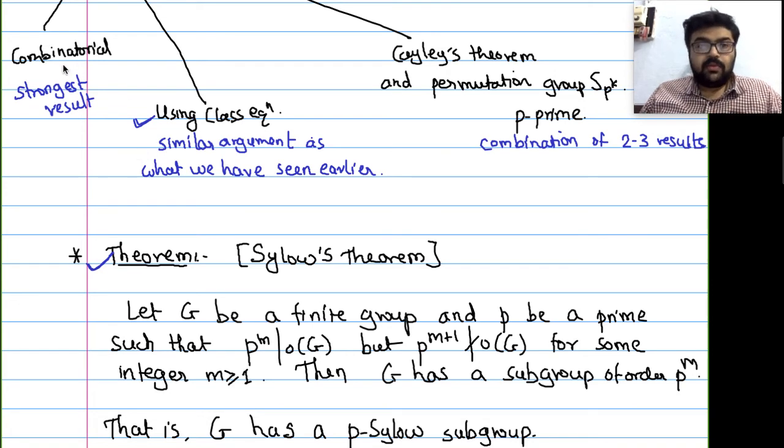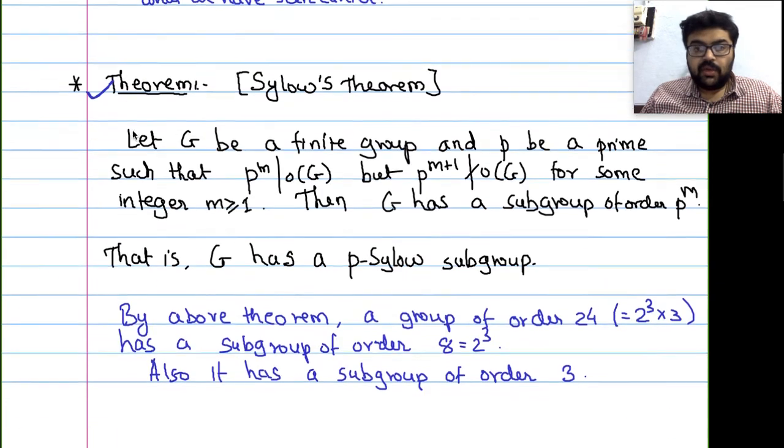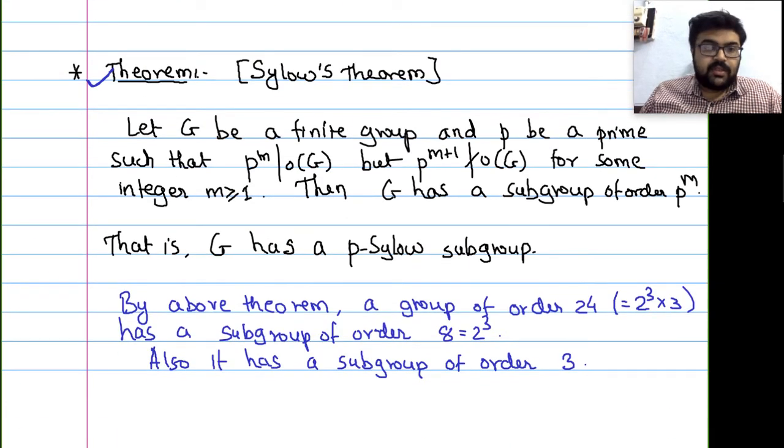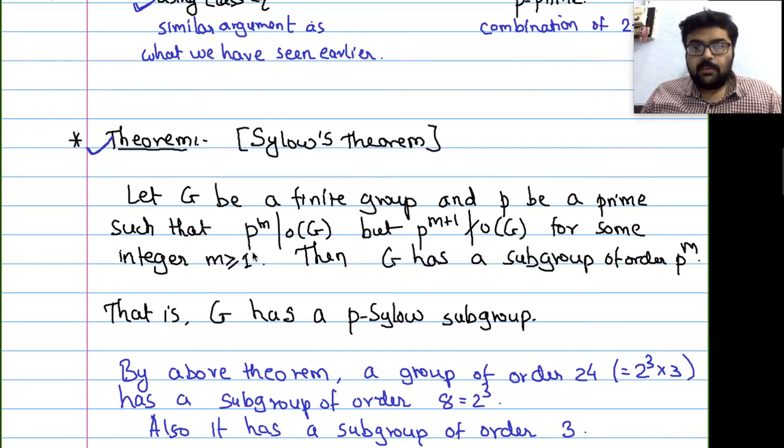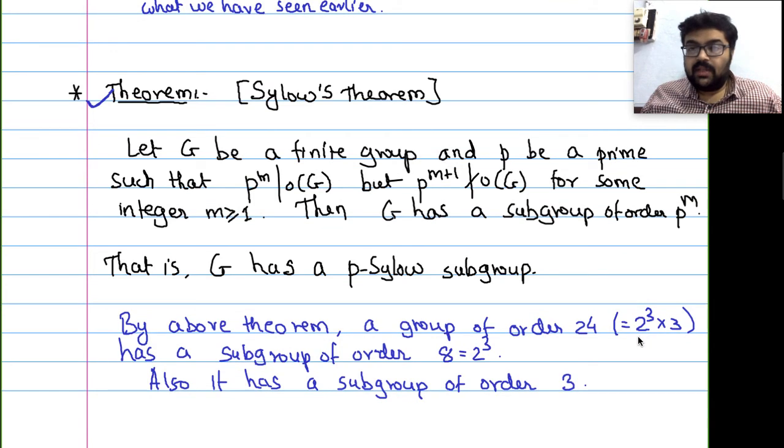So we are going to see a stronger result. That stronger result is that not only does it have a subgroup of order p power m, it has a subgroup for all powers dividing this. So for example, 2 raised to 1 divides 24, 2 square divides 24, 2 raised to 3, 8 also divides 24, 2 raised to 4 does not divide. So that theorem will say that it has a subgroup of order 2, of order 4, of order 8, for all powers.